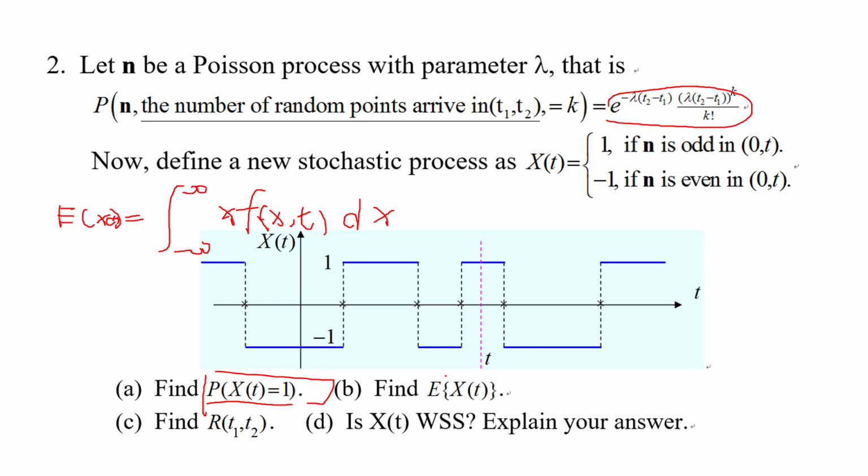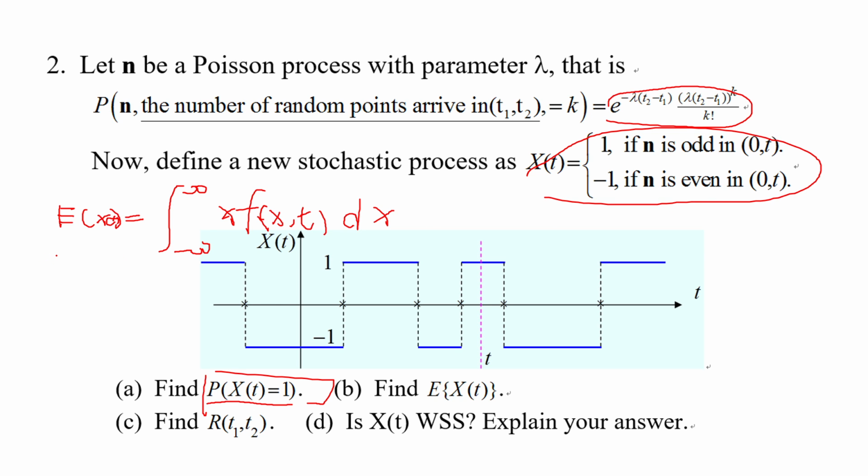And the third question is, we need to find R(t1, t2). And R(t1, t2) is equal to E[X(t1) multiplied by X(t2)]. And X(t1) is equal to this, where t equals t1, which means if N is odd in the range between 0 and t1, X(t1) equals 1, and X(t1) equals -1 if N is even in the range between 0 and t1.